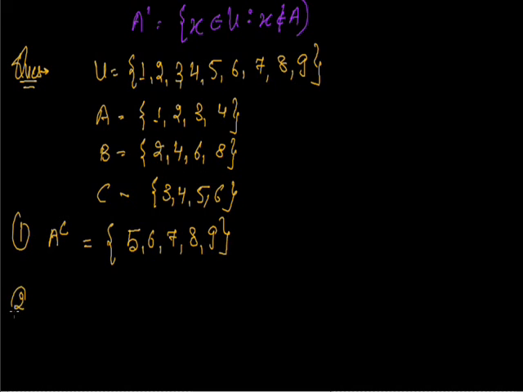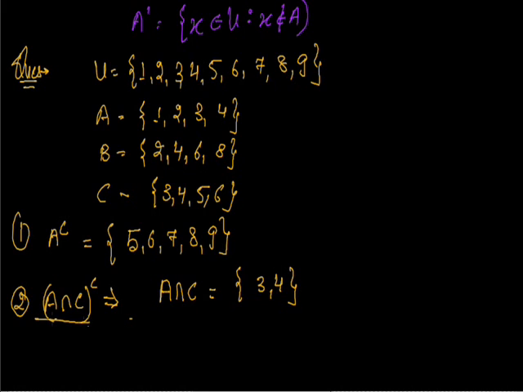Next is A intersection C complement. So first for this we will find A intersection C. A intersection C will be equal to the intersection of A and C. Intersection means the common part between A and C, and the common part between A and C is 3 and 4.